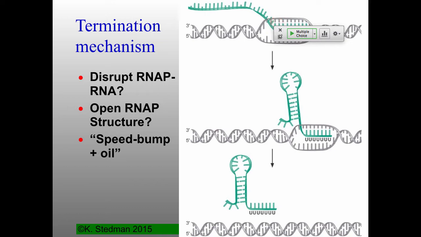So again, it's really about the RNA structure here, and that RNA structure basically pulls the RNA out of your elongating complex. Yeah?